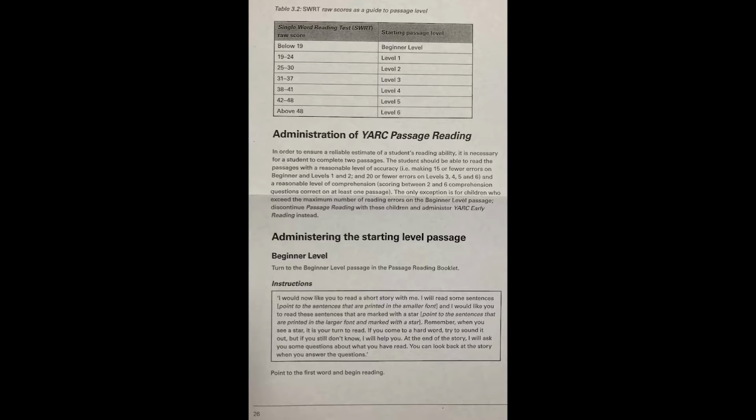After you have the single word reading test, you then look at the chart. If a child got 41 words correct, you know that you'll have to start on reading level 4. If the child only got 25 words correct, you know that you have to start at reading passage number 2.